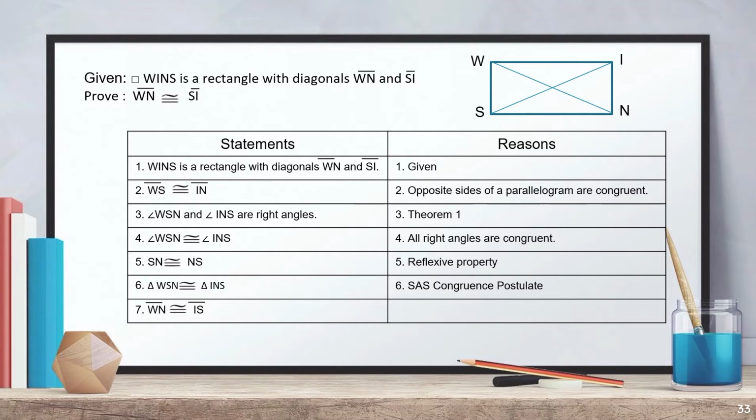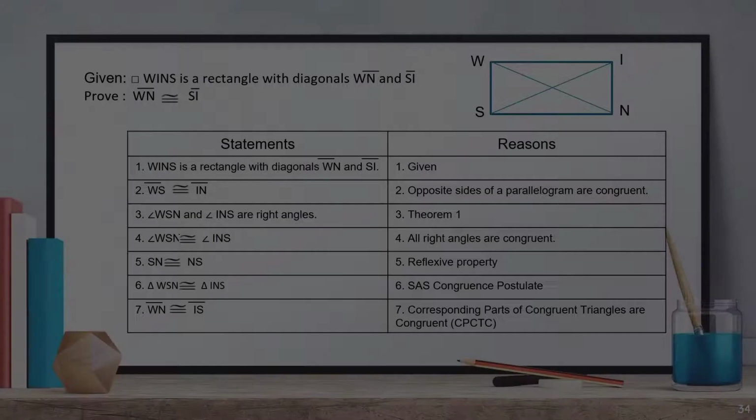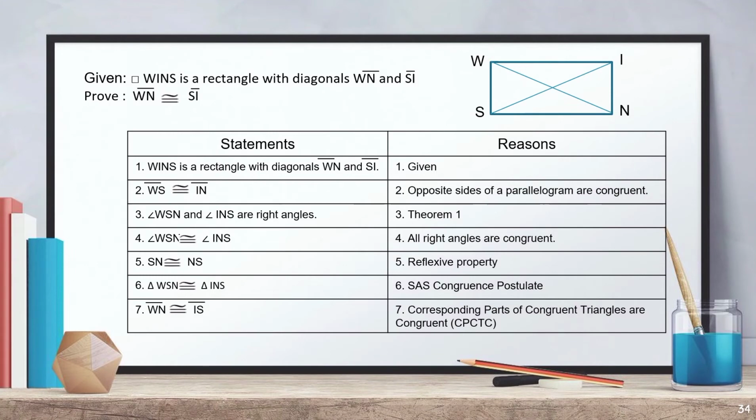Now, since we have proven that triangle WSN is congruent to triangle INS, we can say in statement number 7 that diagonal WN is congruent to diagonal IS. Reason, corresponding parts of congruent triangles are congruent, or CPCTC, which means that if the two triangles are congruent, then their corresponding parts are also congruent.